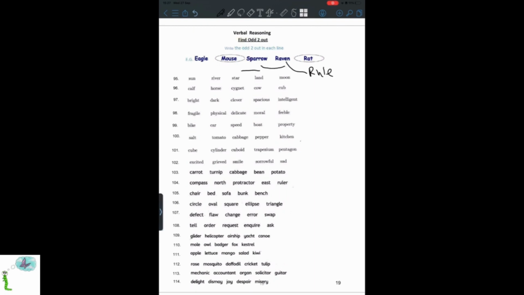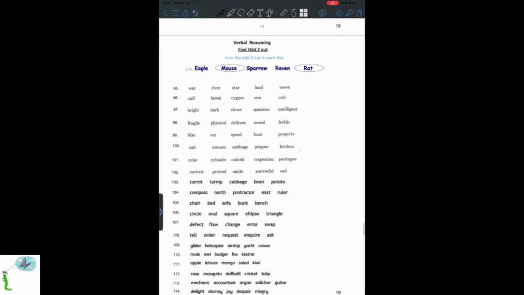So if you look at the example, eagle, sparrow, raven, they're all birds. So that's why we can say these two are odd ones out. So we need a rule. And we can't just go by what feels odd. We have to have an actual rule that is being defied. So sun, star, moon, they're all celestial, like space objects. So it's obviously going to be river and land.